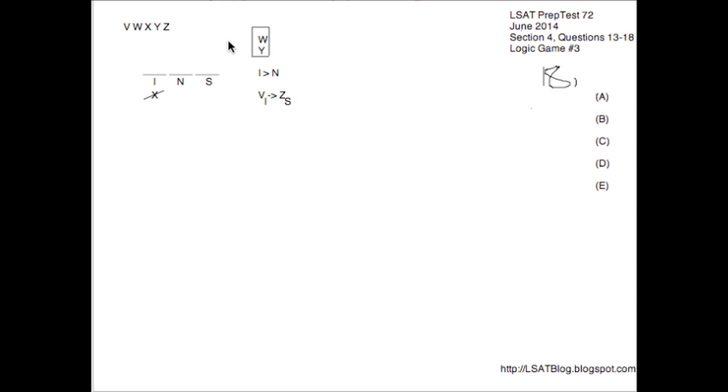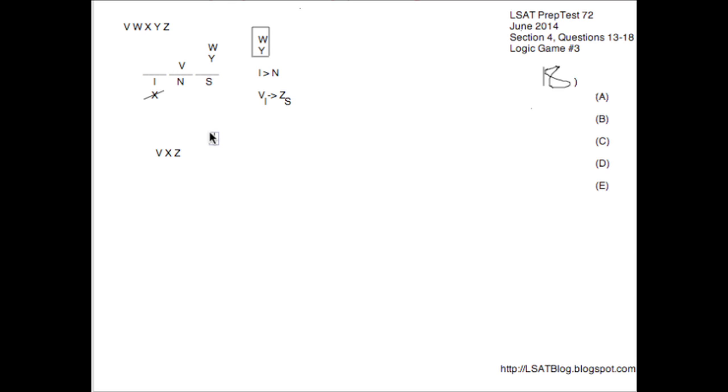So if we put only W and Y on Sweden and no others, we would still have V, X, and Z left to allocate. And where are those guys going to go? Well, if V was on I, Z's on S. Obviously, we have no room for that right now, because S has got only W and Y and nothing else. So we're going to have to put V on N.